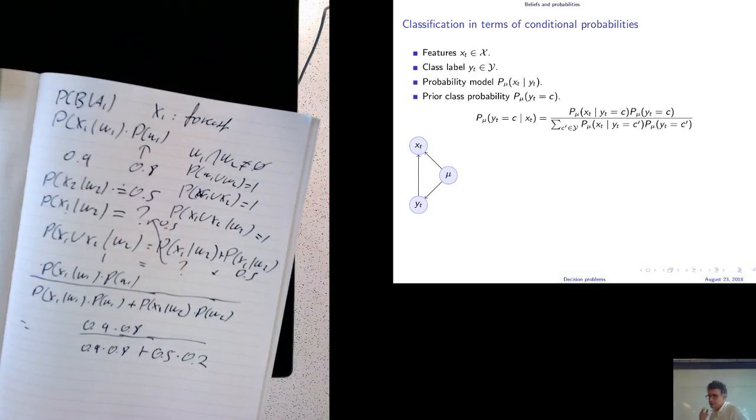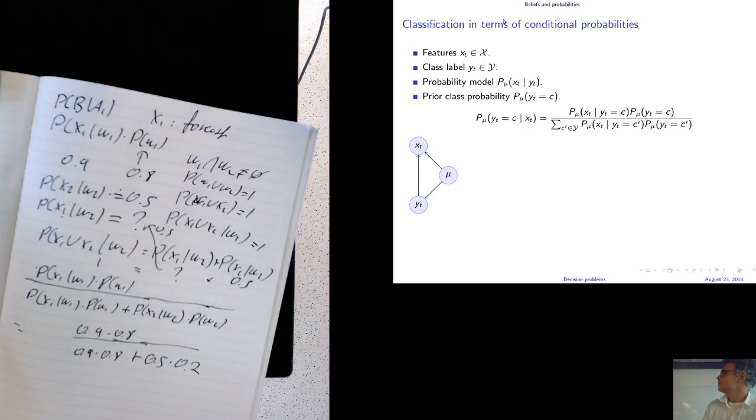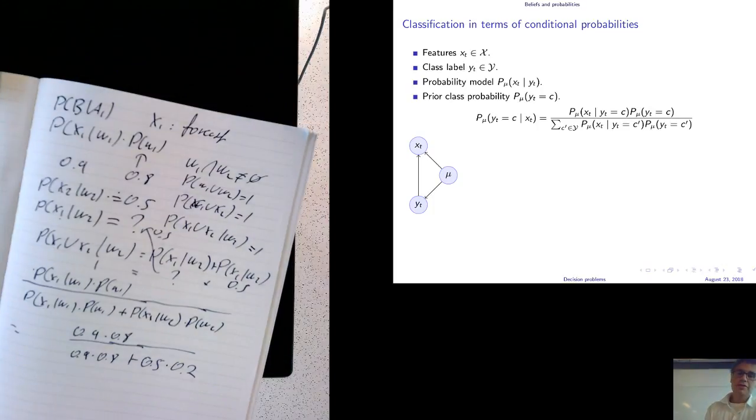We have also seen classification in terms of conditional probabilities. We can also write it like that. So let's say you have some observations xt, which describe your data, and you have some class label you want to predict. And let's say you somehow get from somewhere a probability model. That means what's the probability of some particular observations xt given yt.